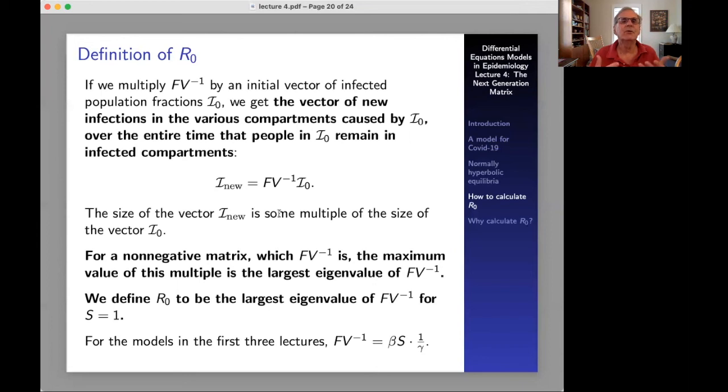And since what we're interested in for R naught is how many new infections can be caused by old infections, we're going to define R naught to be the largest eigenvalue of FV inverse for S equals 1, when everybody starts out being susceptible. The largest eigenvalue is, in effect, the biggest number of new infections that can be caused by some original infections.